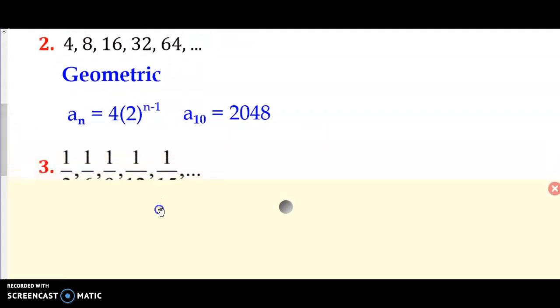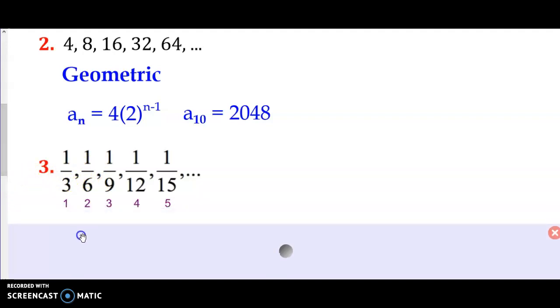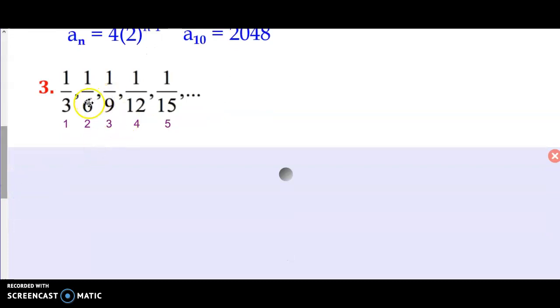Next up, try this one. Okay, now I'm looking at this and I'm saying, okay, 1/6 divided by 1/3. Does that give me a common thing? And again, if you need to, notice I'm writing out the terms there. 1/6 divided by 1/3 is going to get me a half. 1/9 divided by 1/6, that's going to get me 2/3.